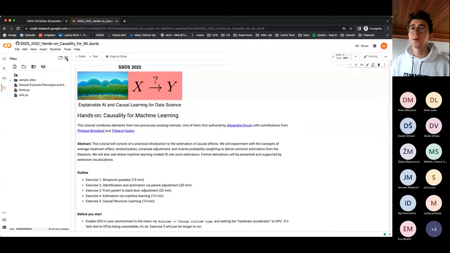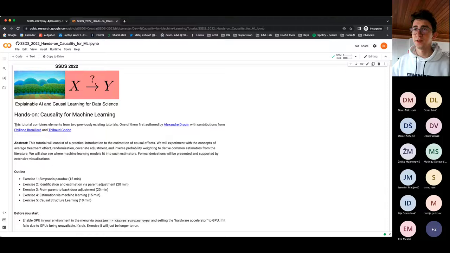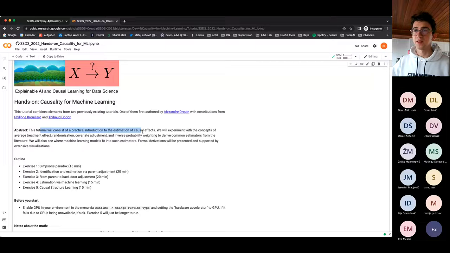As a first heads up, this tutorial combines elements from two previous tutorials, which have been done in the scope of research schools and tutorials. One of them is first authored by Alex with contributions by his students, so also check out their stuff. They're doing very cool work. This tutorial covers several things, mostly things we have seen in different guises, covering it all from the get-go. You don't necessarily need to have listened to the lectures before. Of course, if you have, all of these things will go a lot faster and be familiar to you.